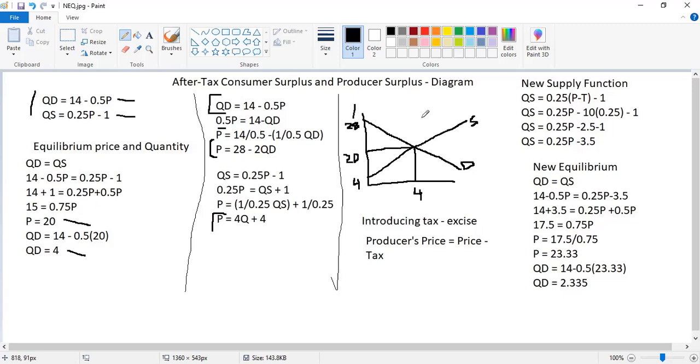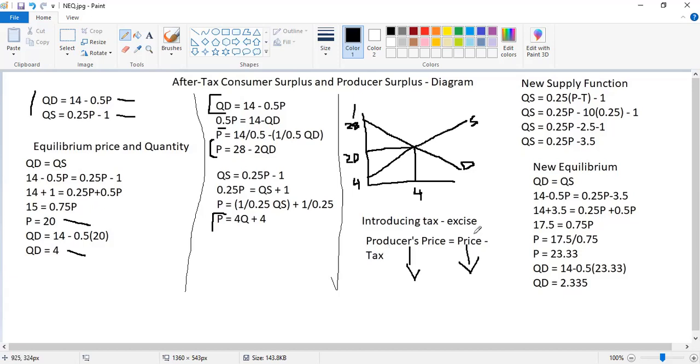Okay, so to find the new equilibrium price and quantity that will pertain in the market, we need to know the new supply function. Not that the supply function is the new supply that the producer is going to come up with, but we are just factoring in the tax in the equation. So we said that the producer's price, the money that the producer will be receiving now, will be equal to the price that consumers are paying minus the tax.